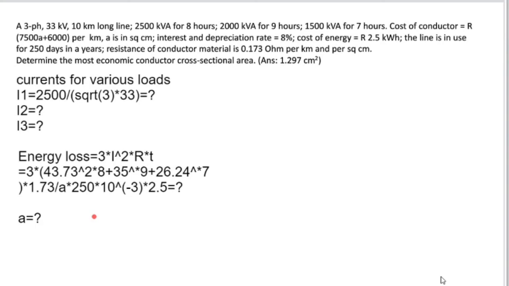How do you get A? You equate this equation to 7500A times 10 times 0.8. That equation of energy, this is cost of energy loss. It's not energy loss, it's cost of energy loss. So you take that equation that is written there, that is cost of energy loss, equated to 7500A times 10 times 0.8.